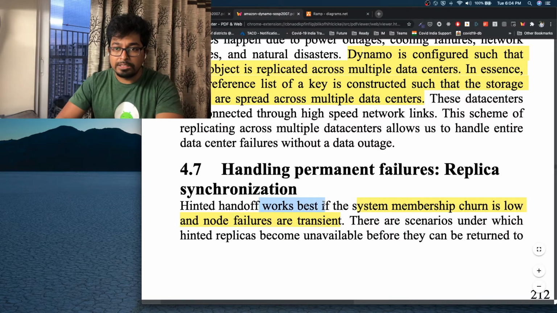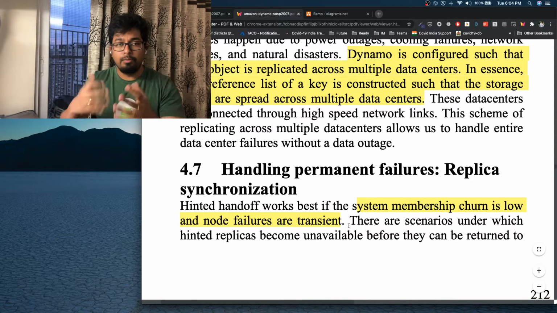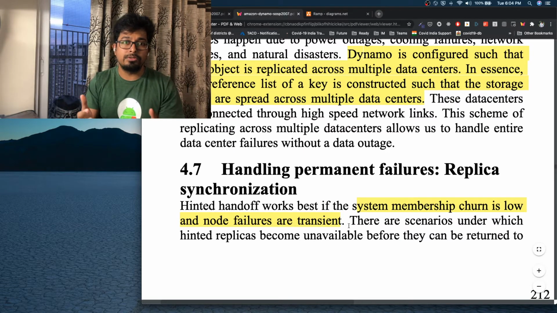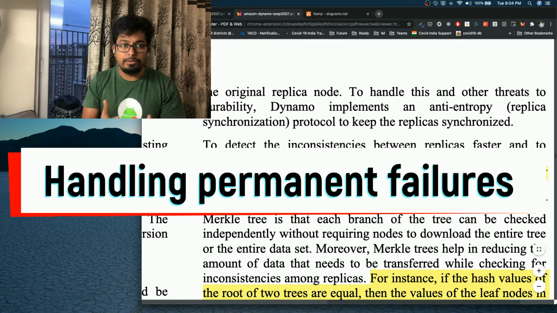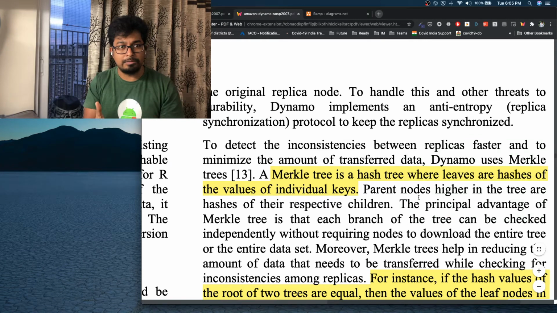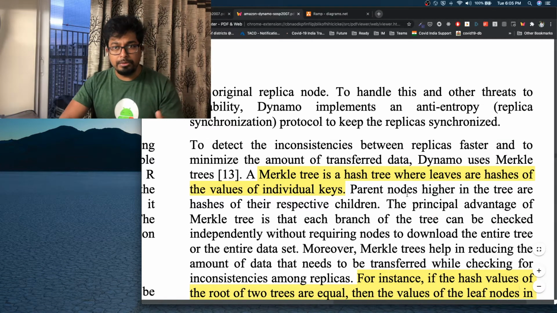Hinted handoff works best if the system membership churn is low and the node failures are transient. Why does it work best if the system membership churn is low? Because all nodes know where each key belongs. So the information that they have about the membership is up to date, and hence hinted handoff works best in those cases. Now for permanent failures, the only way to handle this is to replicate data as fast as possible to other nodes. To do this, Amazon Dynamo uses something called a Merkle tree.